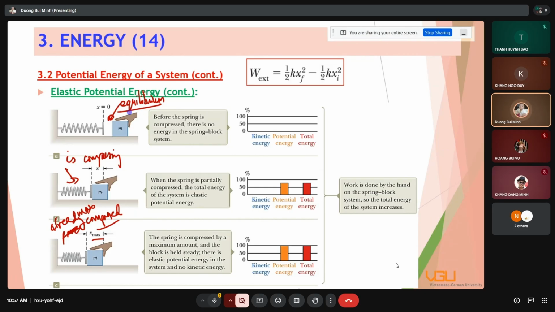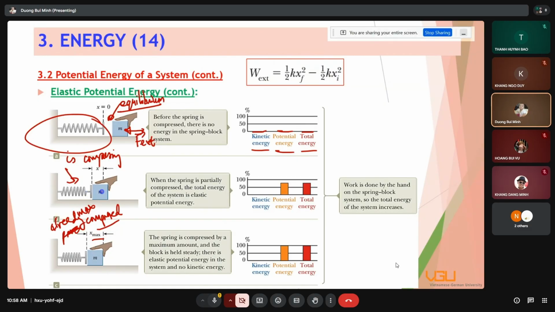So at the beginning, of course, we have an external force. The external force is imparted on the object that hasn't contacted the spring yet. So no energies from the spring: zero kinetic energy, zero potential energy.